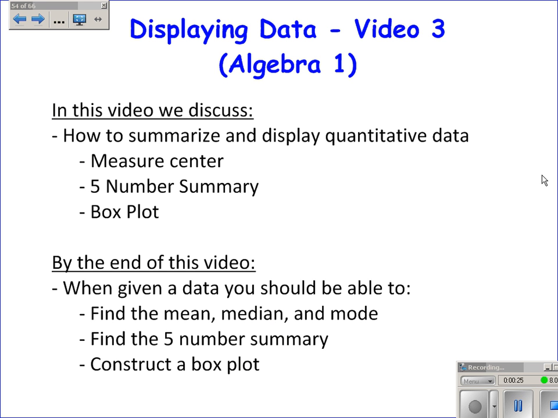Okay, we'll talk about how you measure the center using the mean, median, and the mode, the 5-number summary, how to summarize the distribution of the data in 5 numbers, and also how to draw a box plot. Now, a box plot is another way of displaying data, but you need the 5-number summary in order to draw the box plot. So I've saved that one until now. Okay. By the end of this video, you should be able to find the mean, median, and mode when given a data set. Also be able to find the 5-number summary by hand and construct a box plot by hand.